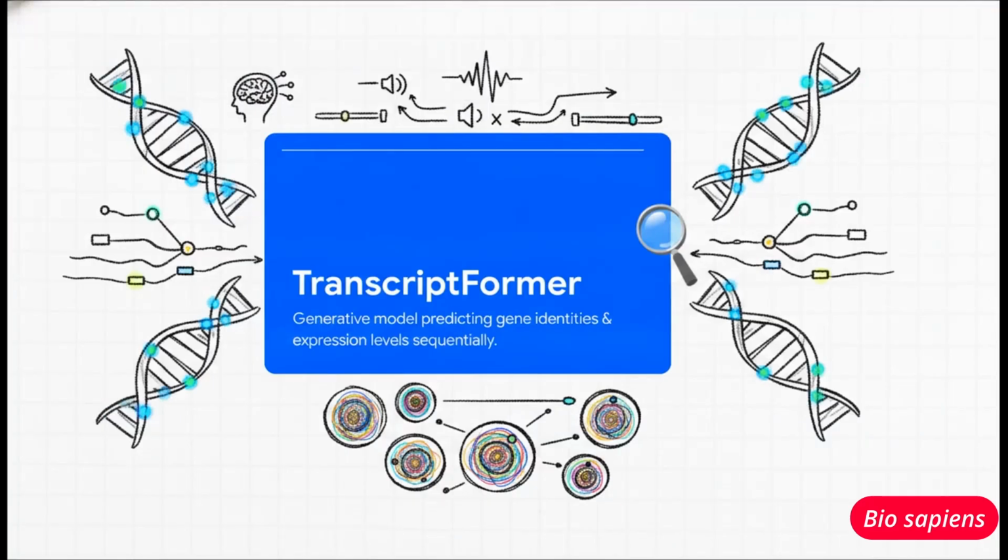So let's look at the engine making all this happen. It's called TranscriptFormer, and it's a generative autoregressive foundation model, which is a bit of a mouthful, but what it essentially means is that it treats every single cell's transcriptome as a cell sentence. It has actually learned the underlying probabilistic grammar of biology, basically the mathematical likelihood of how genes interact. It doesn't just categorize data, it sequentially predicts exactly which gene comes next and how loudly that gene is expressing itself, entirely based on all the genes it just read before it.